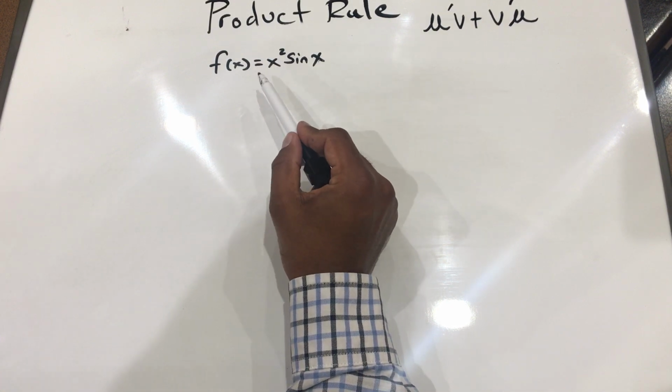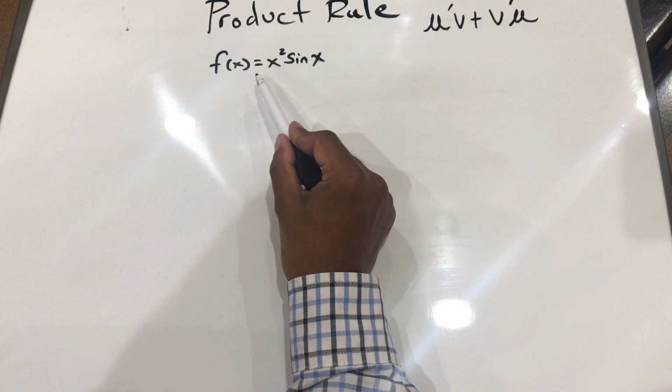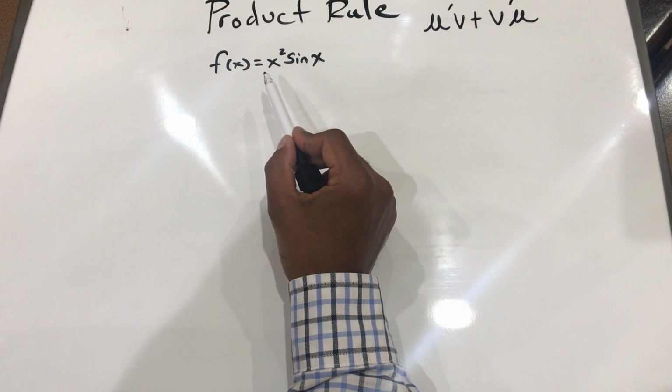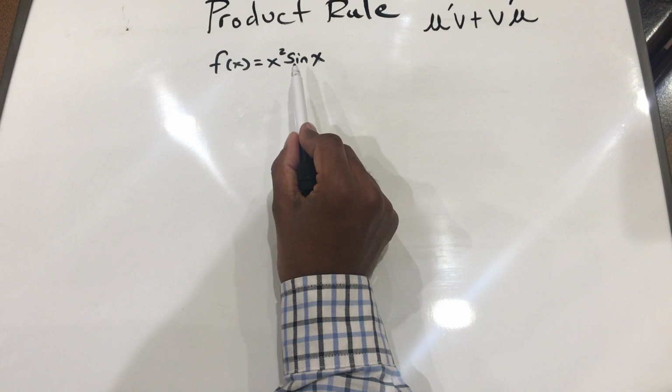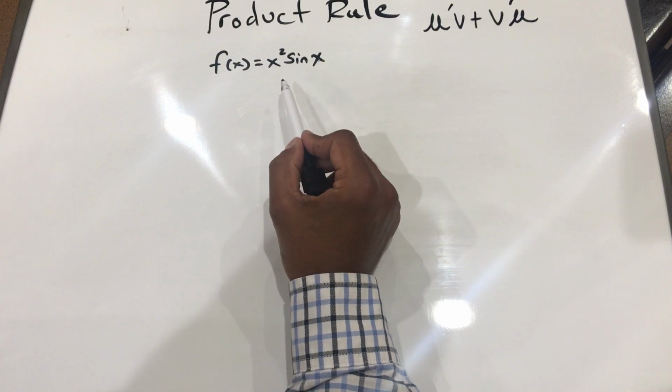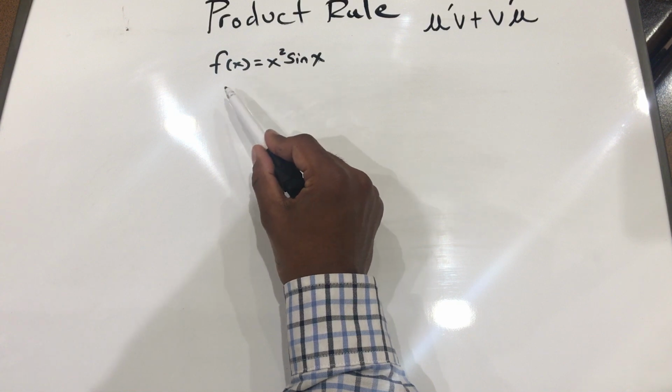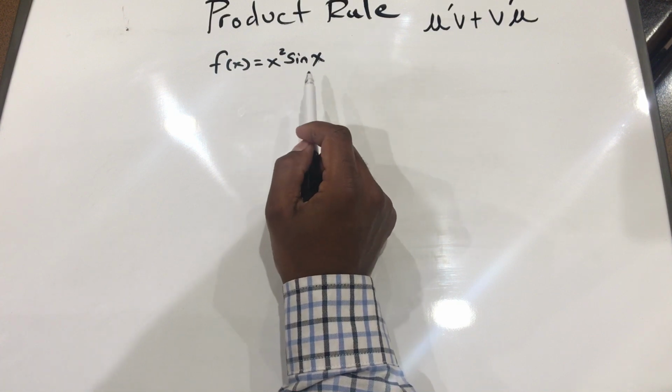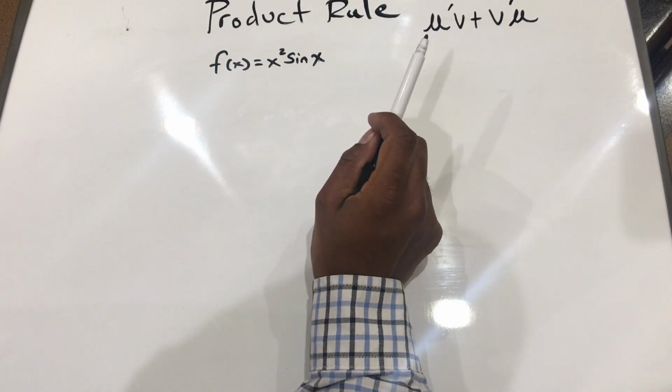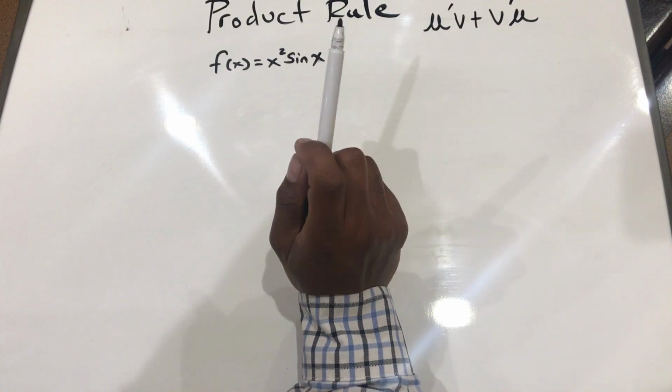So the part of the function that comes first right here of f of x is x squared. That will be our u, and sine of x, that is going to be our v. So when we differentiate this particular type of problem, we use the product rule and we differentiate from left to right. So let's begin.